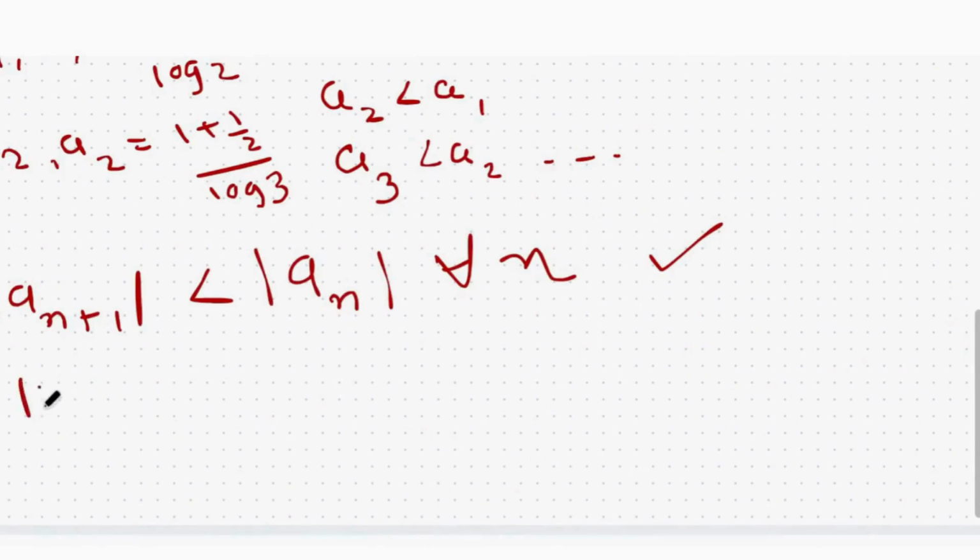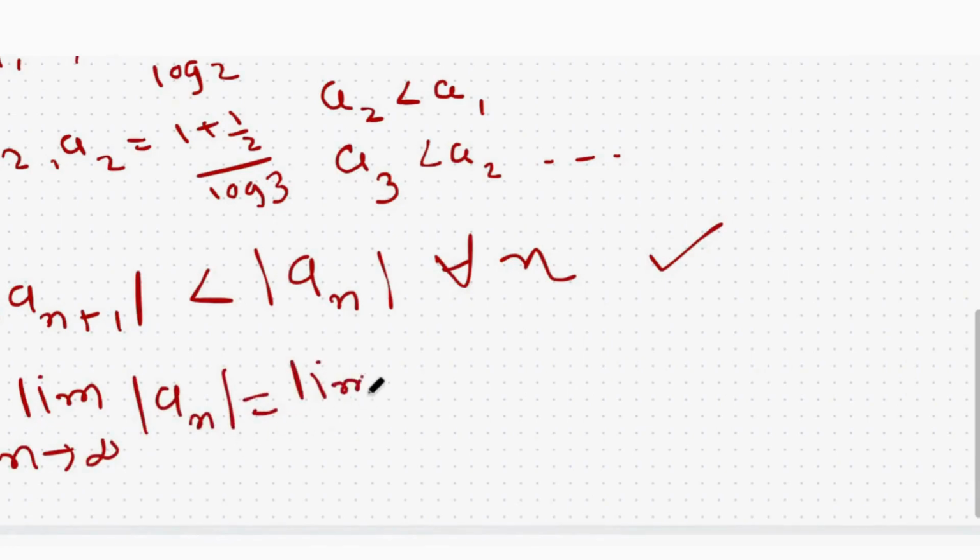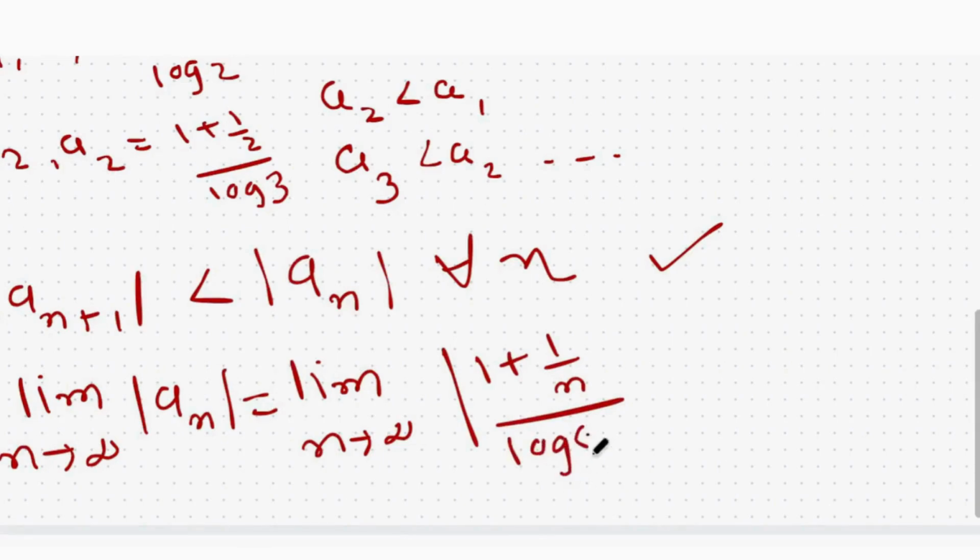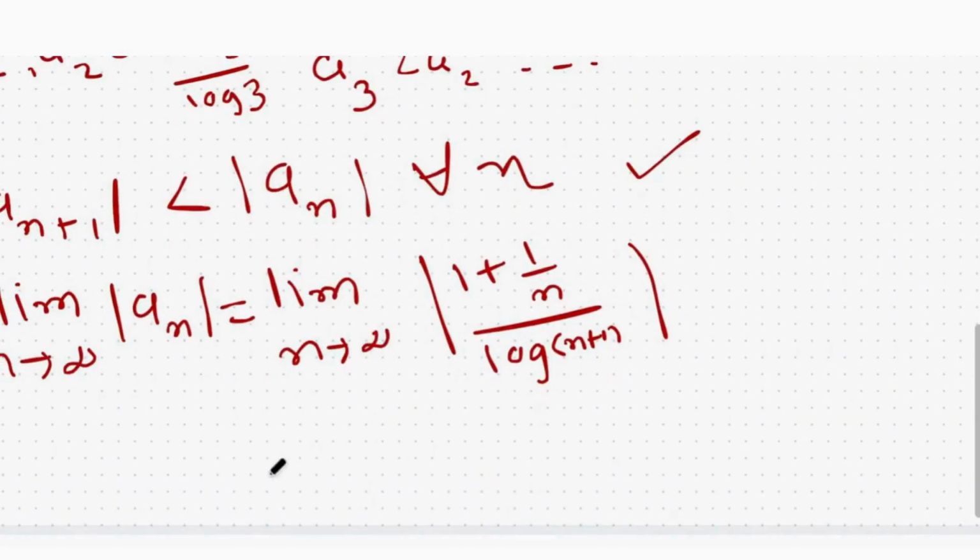Second condition, find the limit. Limit n tends to infinity mod an. So here what we have? Limit n tends to infinity. An is what? 1 plus 1 upon n upon log n plus 1. Okay, this is my an. Here all are positive values. Okay, so that's why we can remove the absolute value.